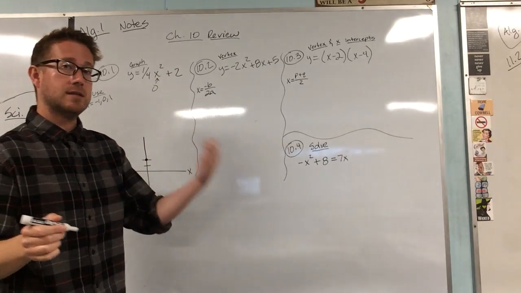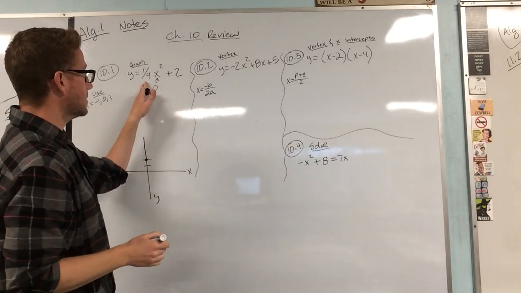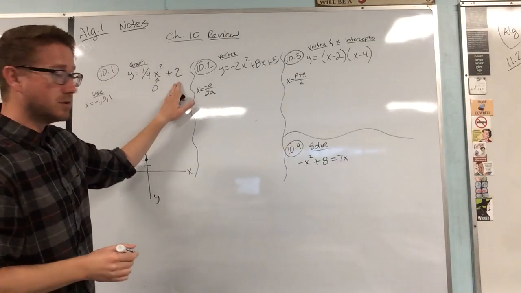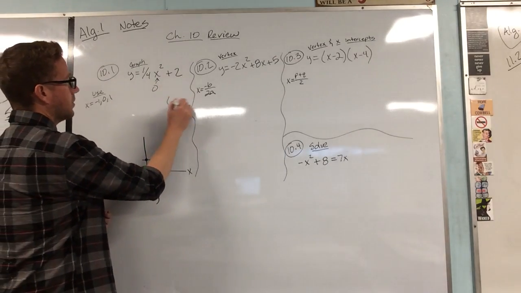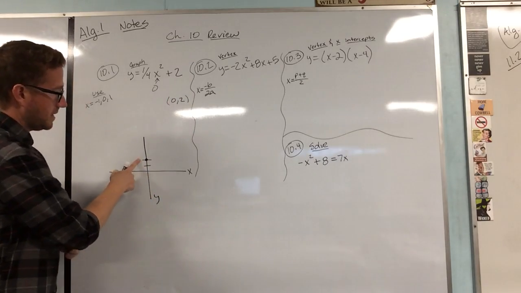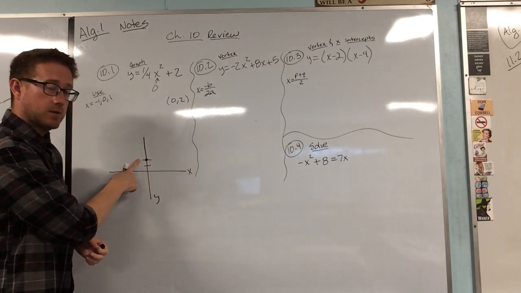If I plug in 0 for x, 0 squared is 0, I get 0. 0 times 1/4 is still 0, and 0 plus 2 is 2. So one of the points I have off to the side is going to be (0, 2), and that's the point right here that I've already graphed.